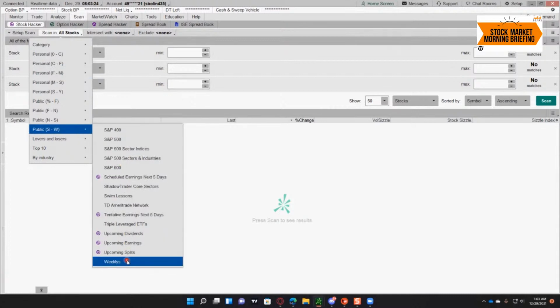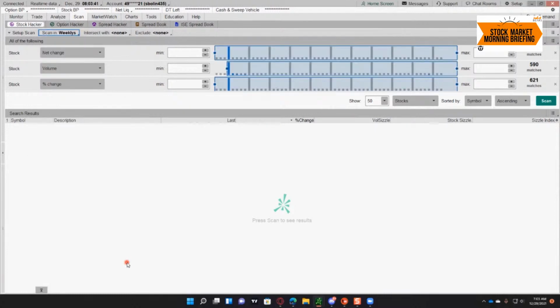So notice how I got to this point. Scan in, you click the button, go to public. They're alphabetized. We want W's, so it's the last public name on the list. I want to look at any companies that have weekly options. Companies earn the right to have weekly options. If it doesn't have that, then they're so illiquid, they haven't even earned the right to have weeklies.